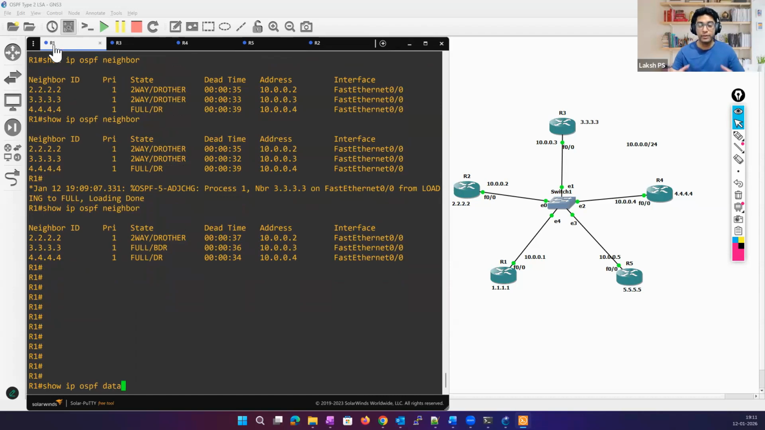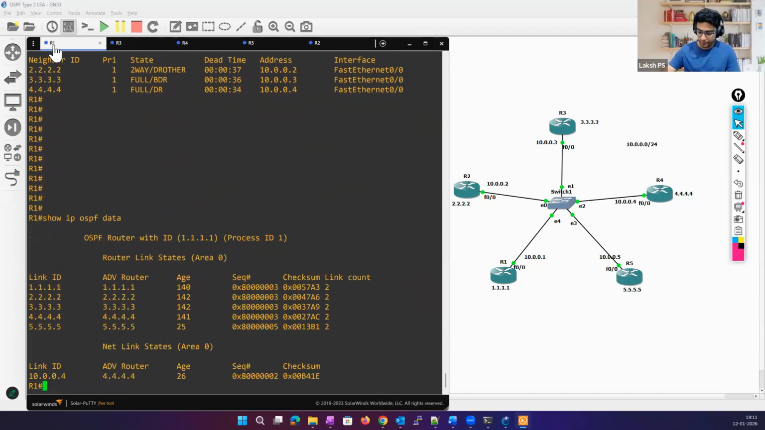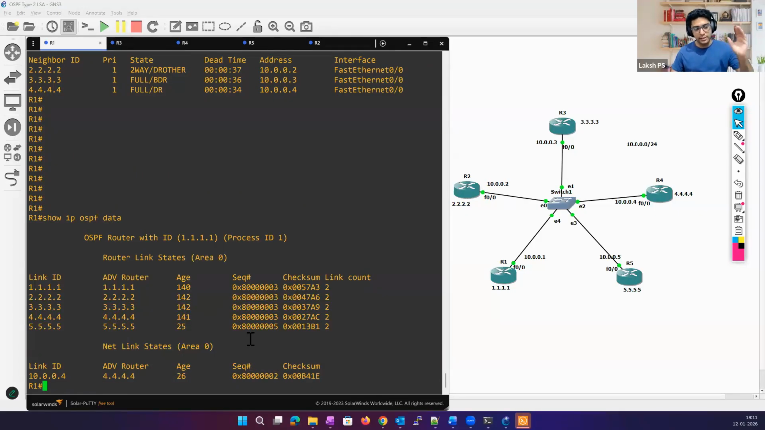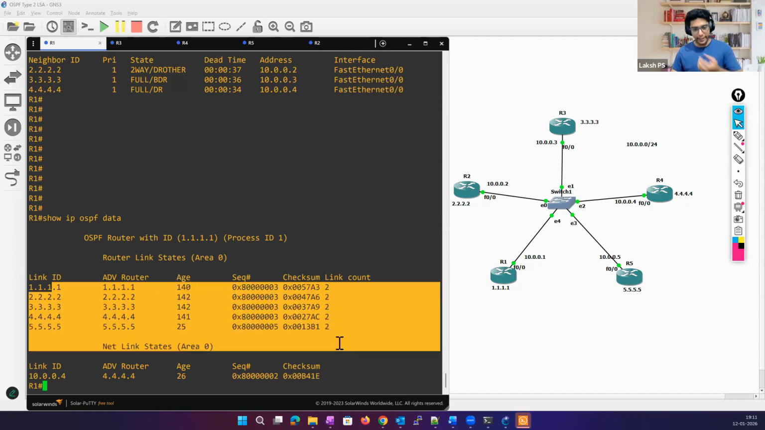We were talking about the database. We discussed why OSPF is called a link state protocol. With link state, we discussed the database also, right? So let's check show ip ospf database. So over here, forget about these things as of now. Just concentrate on what is given here. We will talk about these things in detail probably in the next class.